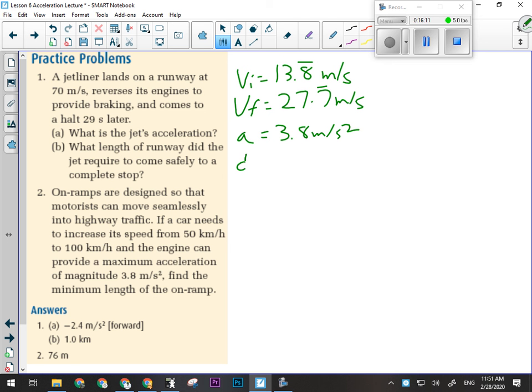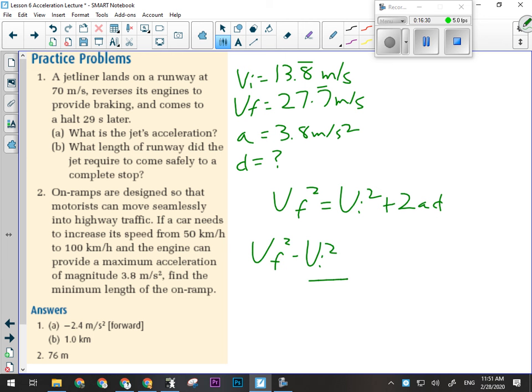We're trying to find out how long the ramp needs to be. So we've got VF squared equals VI squared plus 2 times A times D. That formula has our givens as well as what we're looking for. So I need to manipulate it for D. I'm going to subtract VI squared and then divide by 2A, and that will leave me with D.